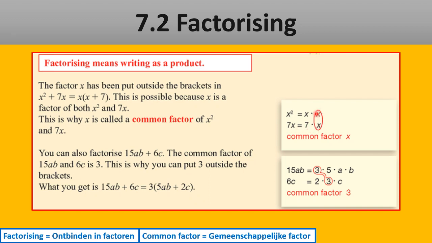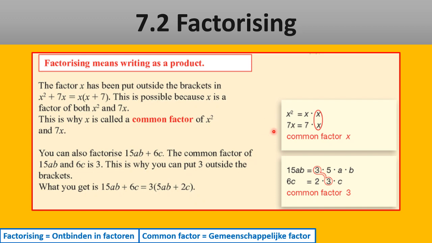Now you're taking a look at which numbers or letters occur in both different factors. So here we have them in x squared, or I say factors, I mean terms. We have it in x squared right here, and in 7x we both have the letter x. So the common factor, de gemeenschappelijke factor, is x. Dat is het getal of de letter die in allebei die termen terugkomt.